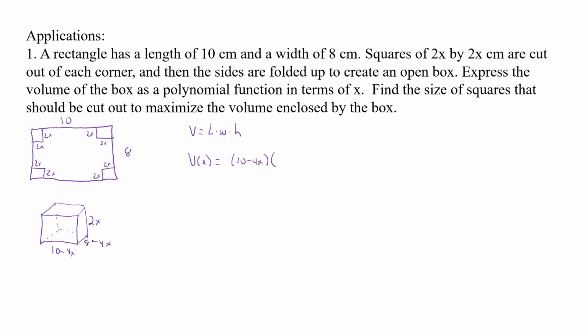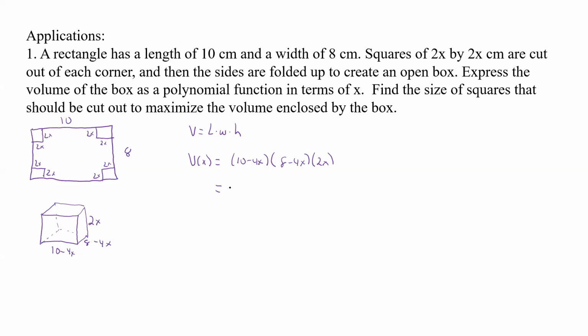Our width was 8 minus 4x, and our height was 2x. Okay, so now what we want to do is write the polynomial function. In one form it's like this, but they actually want it all multiplied out. And so we have to multiply out here.